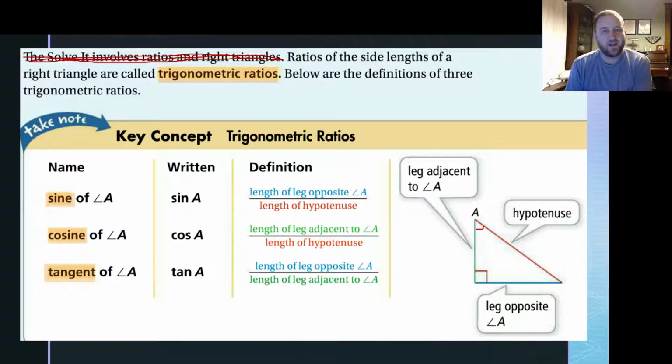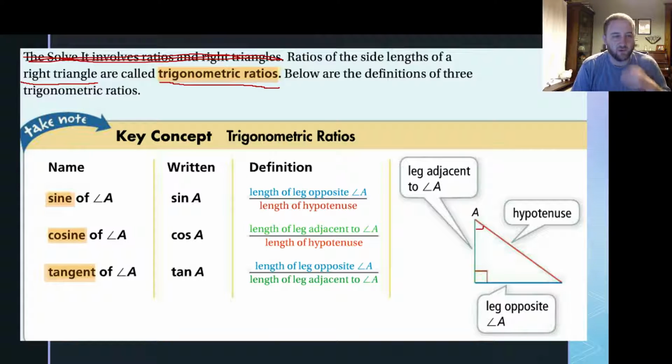Ratios of the side lengths of a right triangle are called trigonometric ratios. So these only work with right triangles. Okay? And these are called trigonometric ratios. Again, I would go ahead and make sure you have your notebook out, and I would write down each of these ratios in your notebook. Remember, you can use these on your quizzes, on your tests, so make sure you're taking good notes.